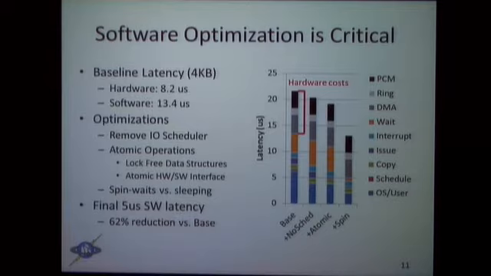Next, we implemented several atomic optimizations. We use all lock-free data structures in our driver, but we've also optimized our hardware interface so that we don't need any locks or memory barriers to protect the accesses talking to the hardware. And finally, for very small requests, we use spin waits waiting for the completions instead of allowing threads to sleep. And this gives us a significant bonus for very small requests. So we're able to cut our software latencies down to about 5 microseconds with these various optimizations, and this is a 62% reduction over the baseline driver implementation.